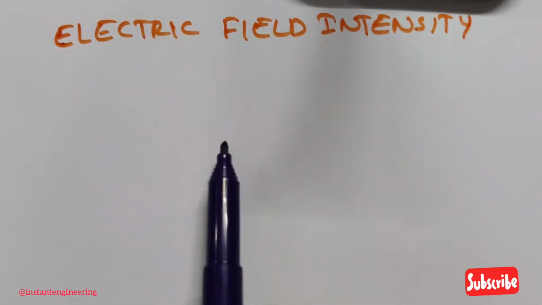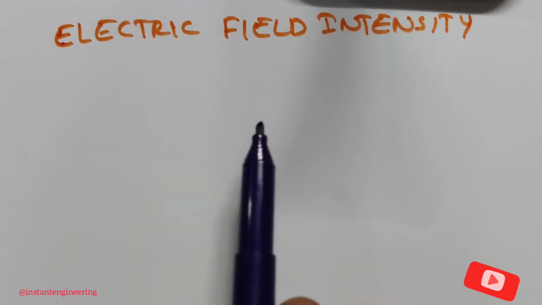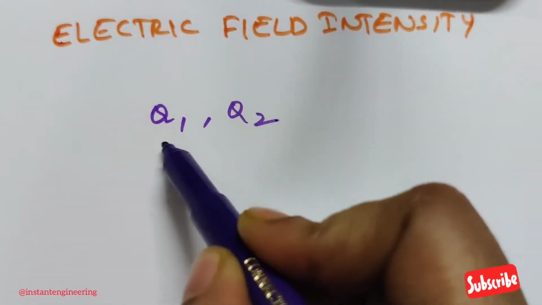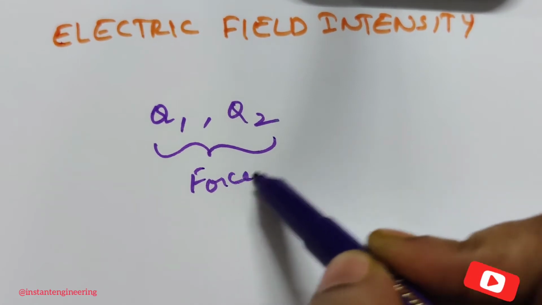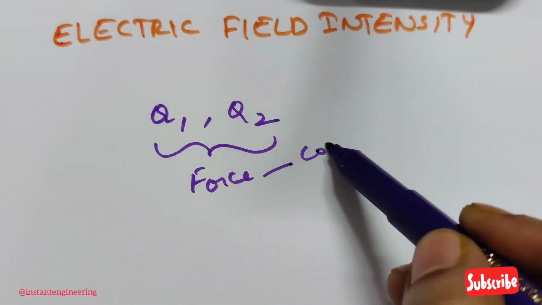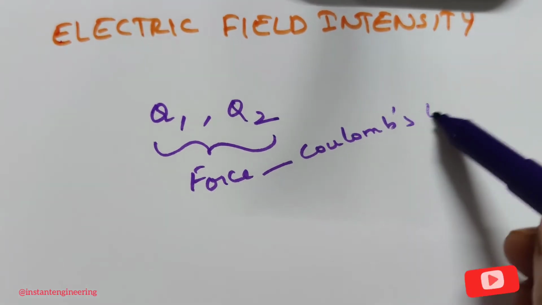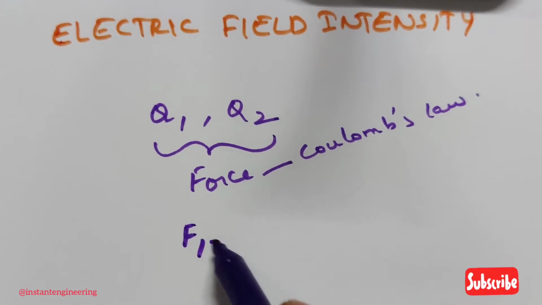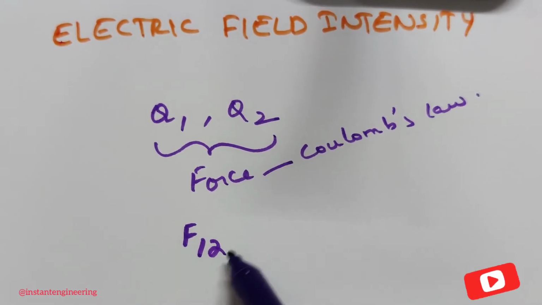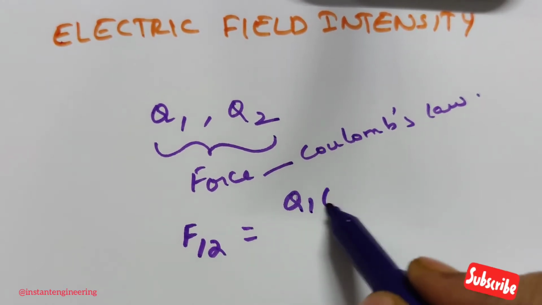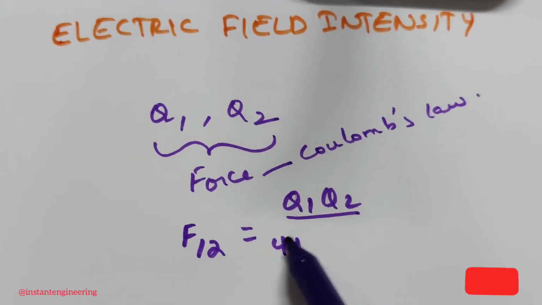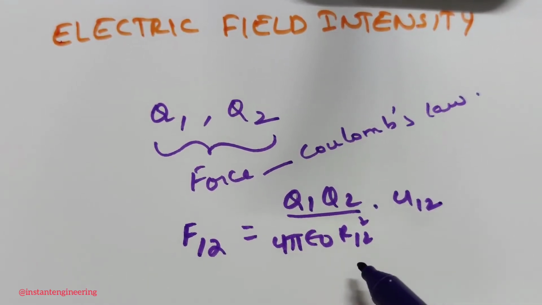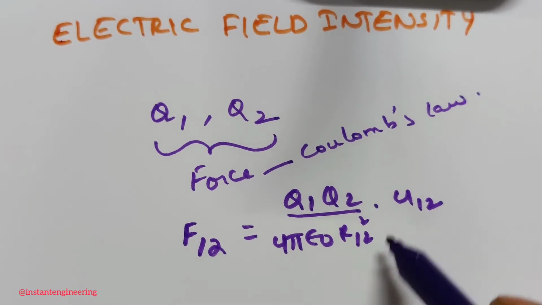Alright, so we have already seen the vector force between 2 point charges, right? Coulomb's law, Q1 and Q2. How the force of attraction between any two charges is known by Coulomb's law. Now, in Coulomb's law, we have the formula of forces. If you take 2 points, 1 and 2, the force between these two can be written as Q1 Q2 by 4 pi epsilon naught R12 square into U12, right? U12 is the unit vector and R12 is the distance between those two charges, Q1 and Q2.